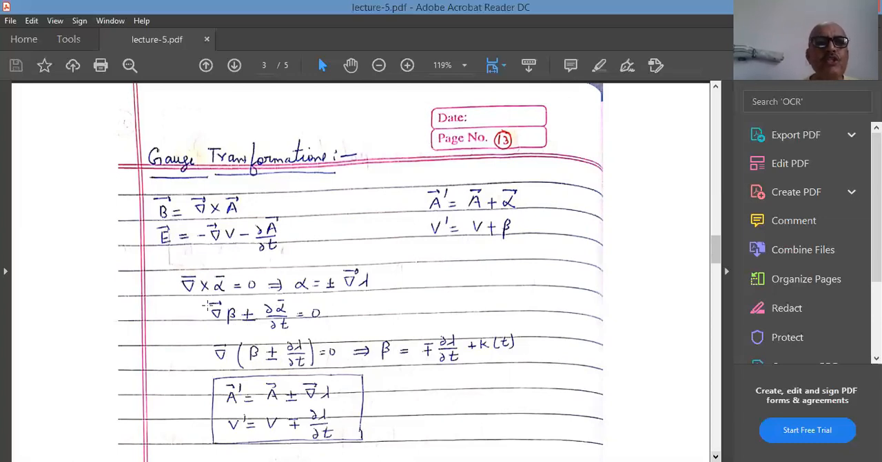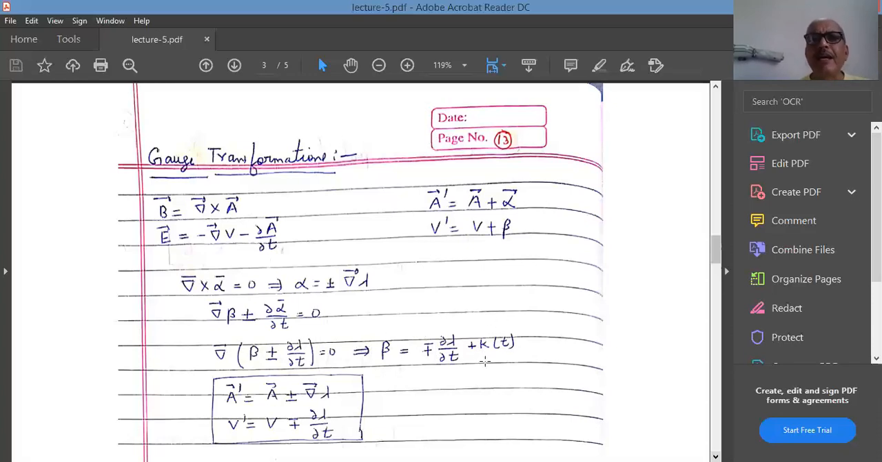Now the value of alpha is plus minus gradient of lambda. So we put it here. It is now gradient of beta plus minus del lambda over del t equal to 0. And that will give us the value of beta equal to minus del lambda over del t. It becomes minus plus, and plus a function of t. Why is a function of t coming here? Because this del is a function of the spatial coordinate. So if beta is a function of time, that will also come into the picture.